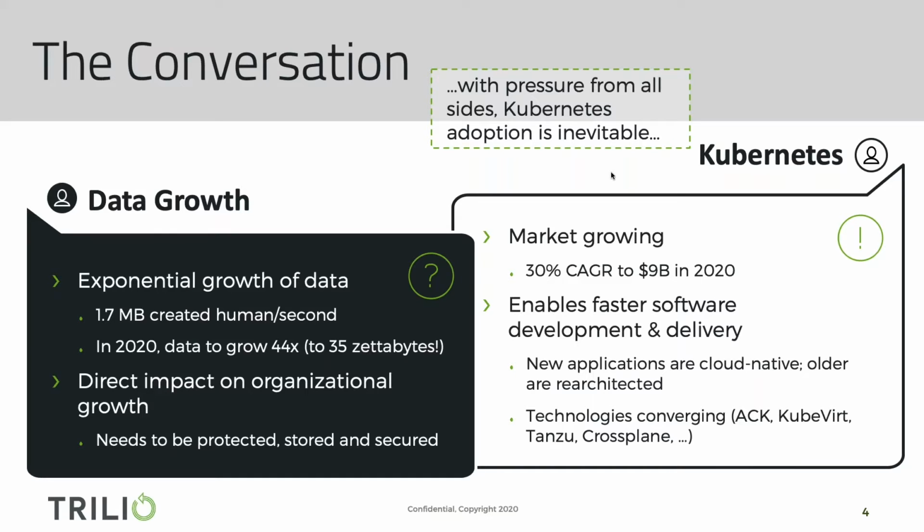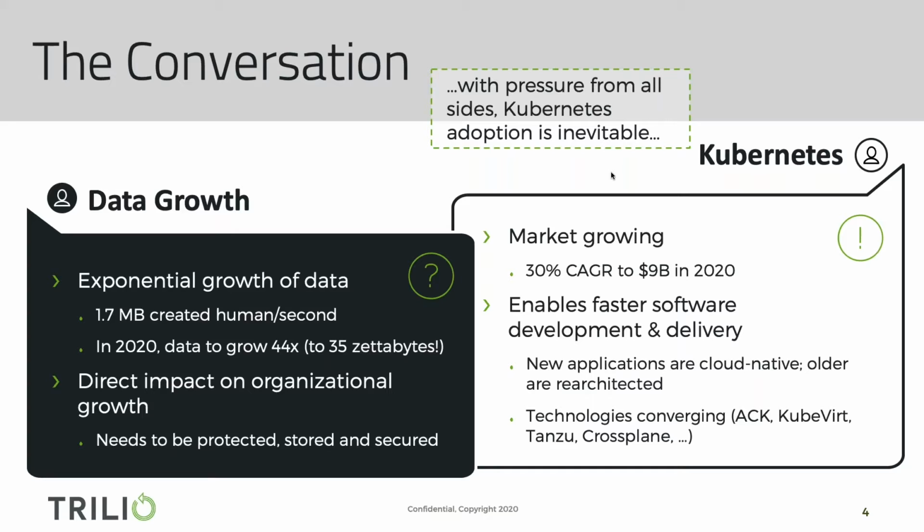Today, this data has a direct impact on organizational growth because of activities like artificial intelligence and machine learning. We've all built systems and machines, but now is the era where we start adding intelligence into those machines as well. The way you do that is through machine learning and artificial intelligence, which thrive on data. As a result, all this data that is being created needs to be protected, stored, and secured.